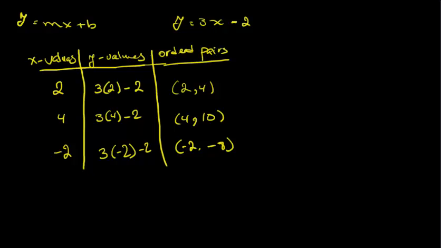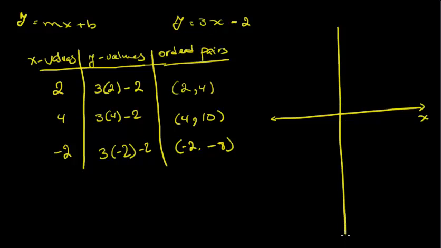Now we have enough space to draw coordinate. So let's see. This is our x-axis, and this is our y-axis. 3, 4, 5, 6, 7, 8, 9, 10. 1, 2, 3, 4, 5, 6, 7, 8.